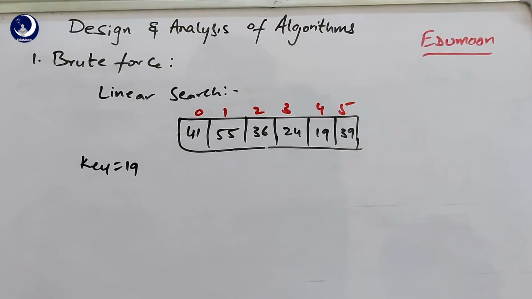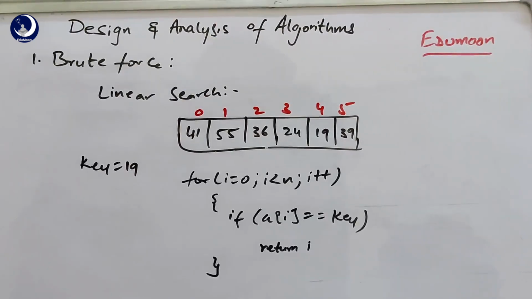So we'll write a for loop here. For every element I, we check if A of I is equal to key, and if it is equal, we will return I. And else, we haven't written the else case here. If at all we don't find any element that is equal to the given key in the array, we simply return that we didn't find that element.